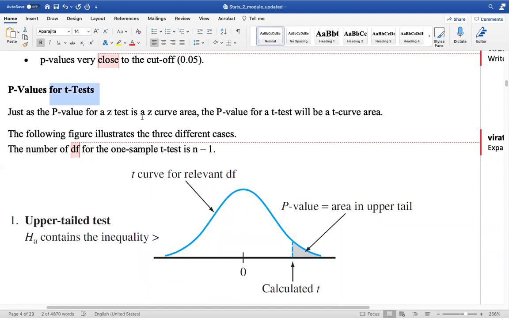The p-value for the Z test is a curve. The p-value for the t-test is the t curve. What is that?